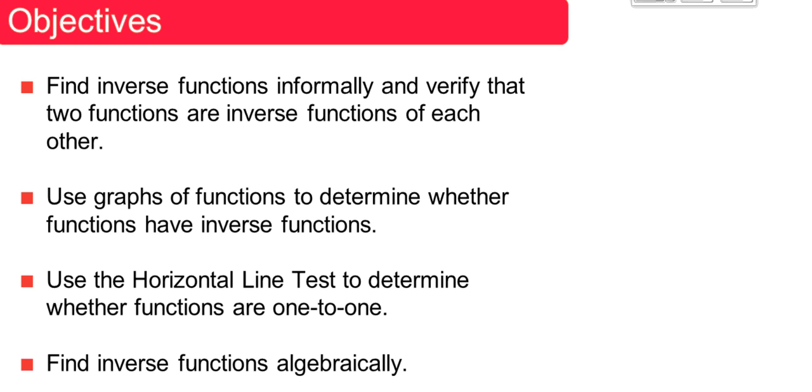Our objectives are to find inverse functions informally and verify that two functions are inverses of each other. We'll use graphs of functions to determine whether functions have an inverse, and that's where we're using these tests. We'll use the horizontal line test to determine whether functions are one-to-one. And then we'll find inverse functions algebraically.